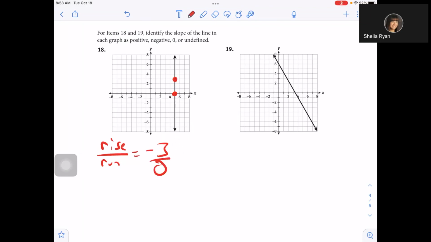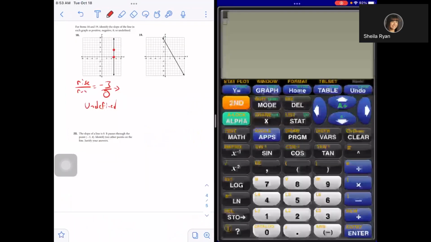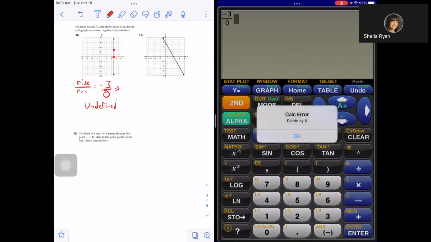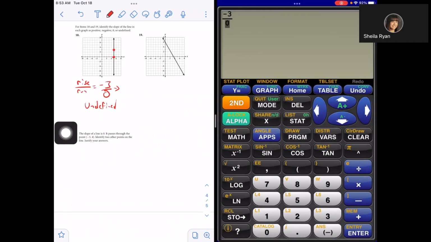I don't run at all because I'm not going left or right. So I'm only dropping down and I don't have any run. When you have a 0 in the denominator, that's going to be an undefined slope. If you tried to calculate it, it would tell you there's an error because you can't divide by 0. So that would lead you to write undefined.